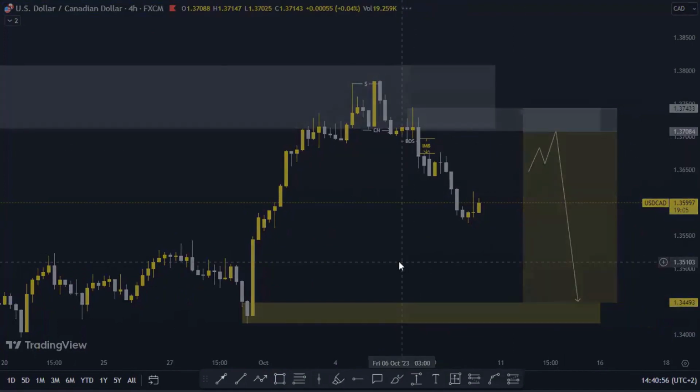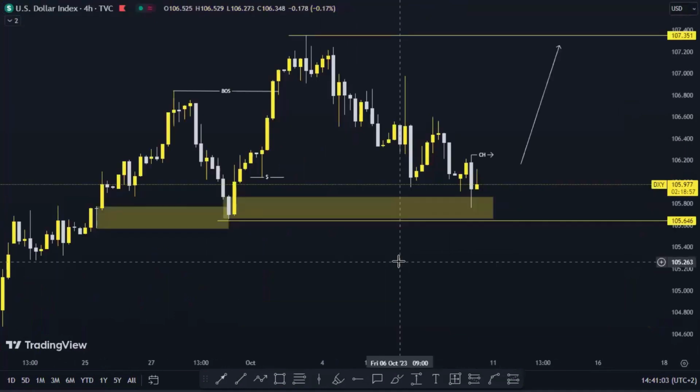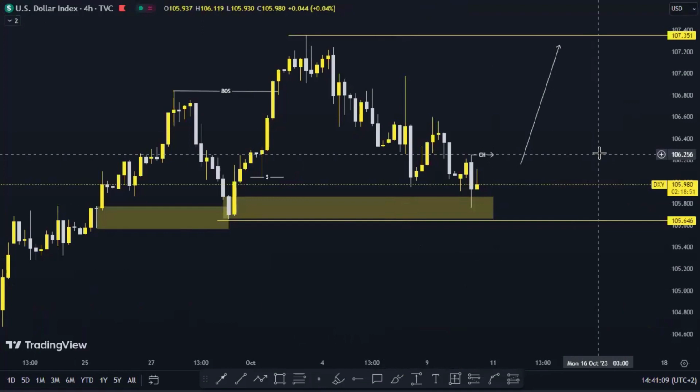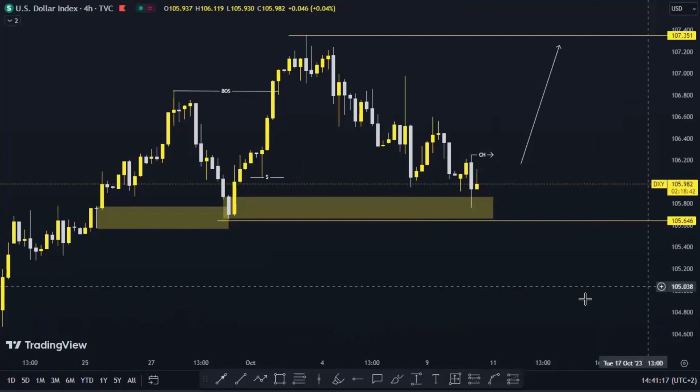What else do we have? That must be the dollar index itself. Dollar index, we're anticipating a more bullish movement. Let's just see how price will react when it gets to 106,250. A break above 106,250 will put the gas on the pedal.